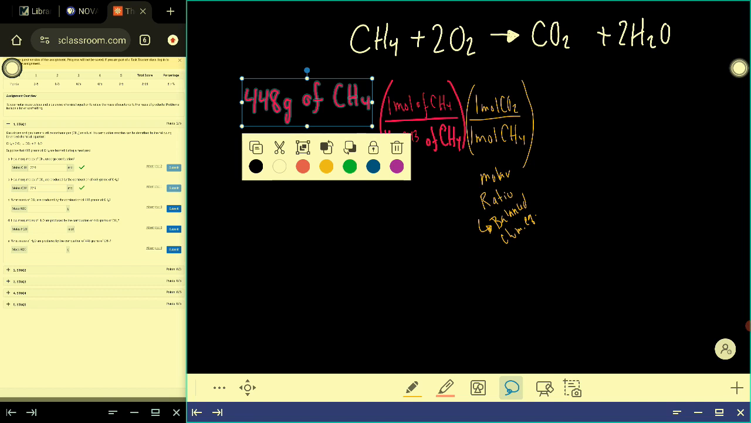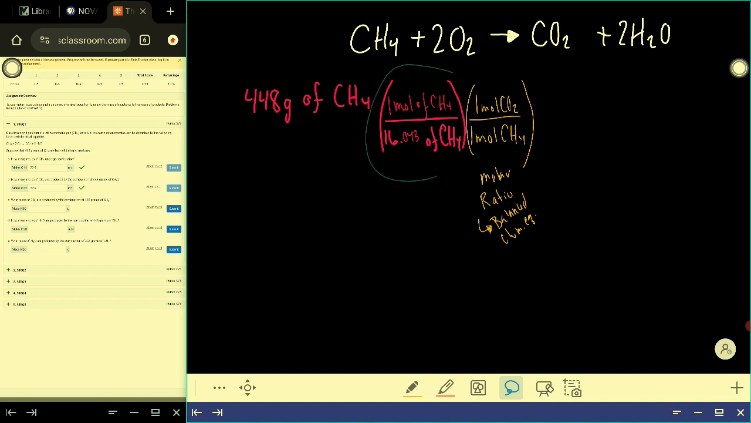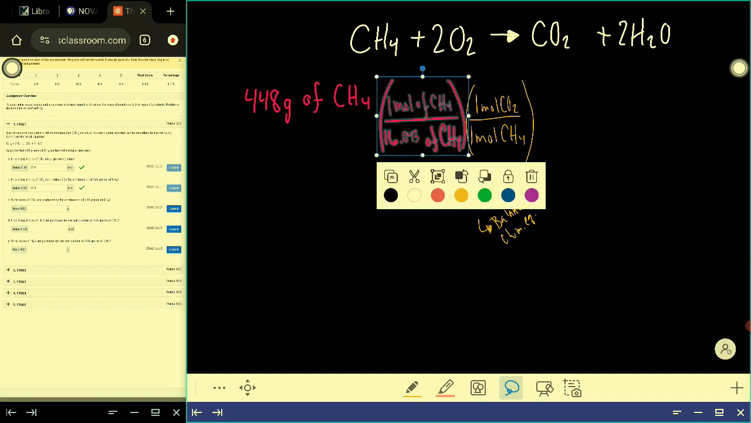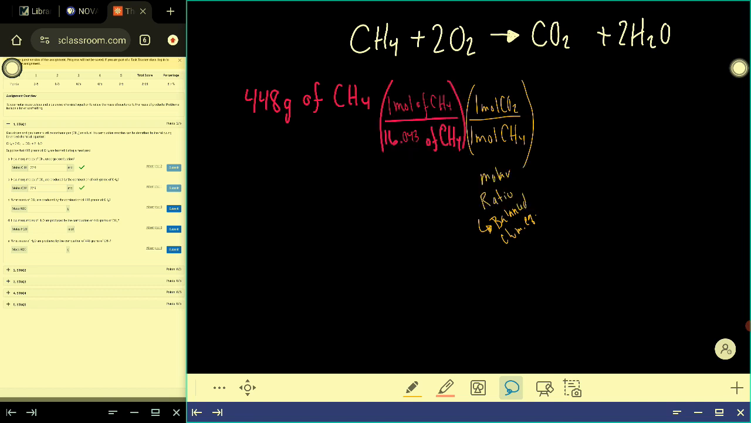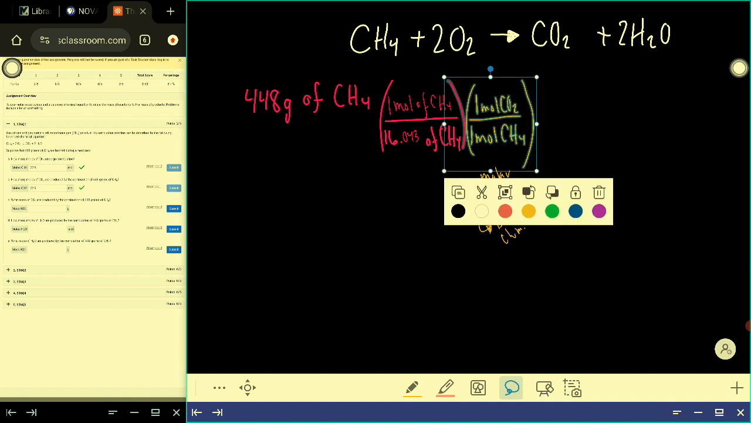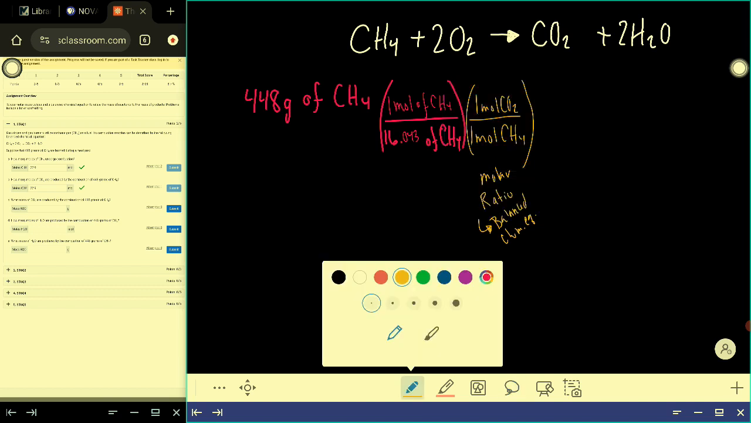And so then I go from moles of methane here, because anytime you're in moles, that's how you're going to convert to any other substance in the equation. Now I go from moles of methane to moles of carbon dioxide. So now I know how much carbon dioxide it is in terms of moles, but I have to get from moles of carbon dioxide to mass, because that's what they're asking for, the mass of CO2. So I'm going to add another step here.